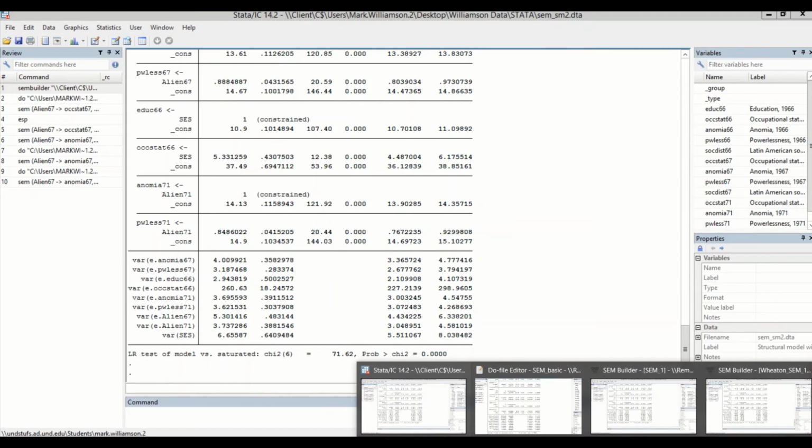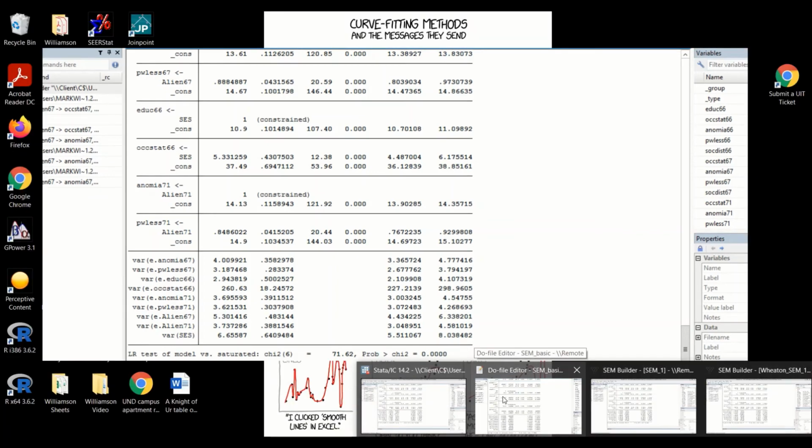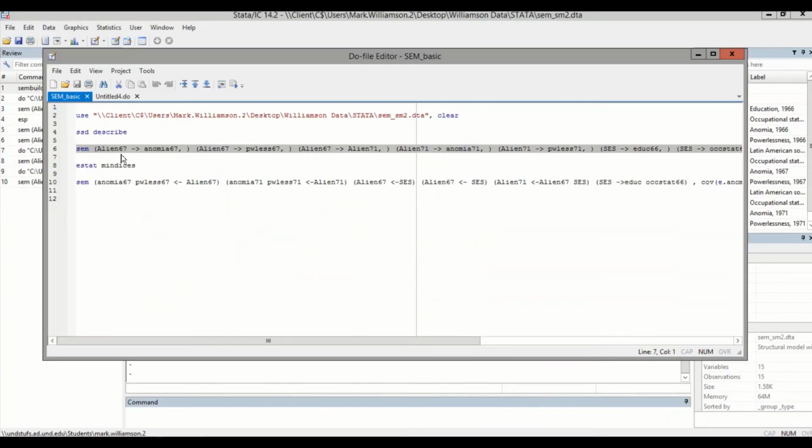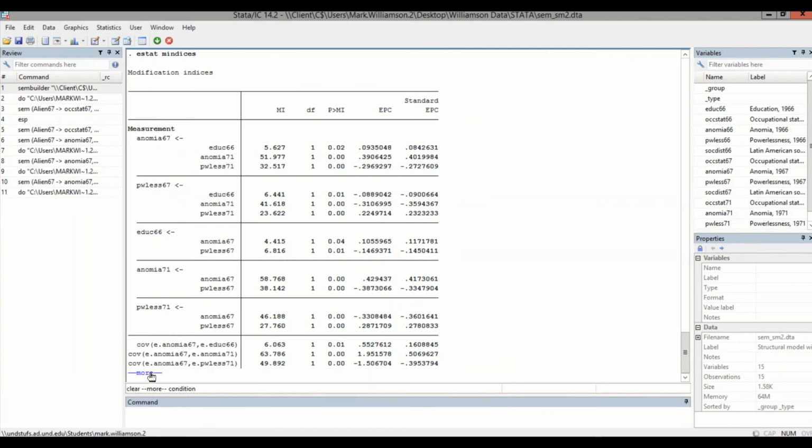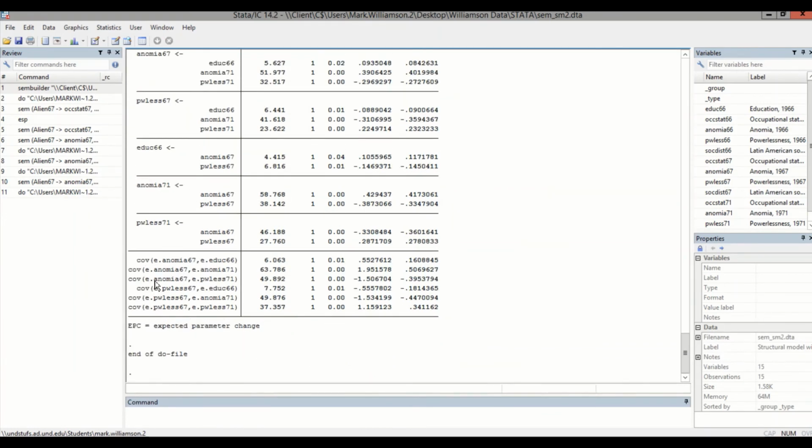We can do that by checking what possible modifications we want to make. The best thing is to look at these modification indices, so we're going to do that using this term here. And then it's going to show us all our possible options. Let's look at the covariance, because we think maybe there's covariance going on. Some of the biggest ones that stick out here and are most logical would be the covariance between anomia in 67 and 71, as well as the powerlessness between 67 and 71. So let's try adding those to our model.